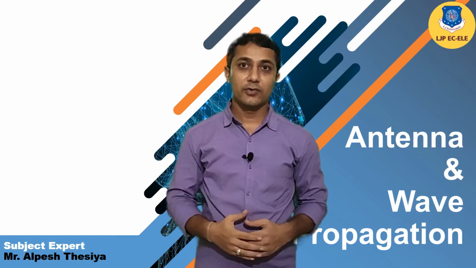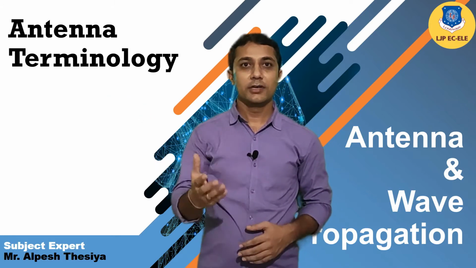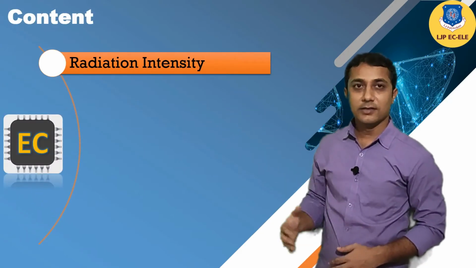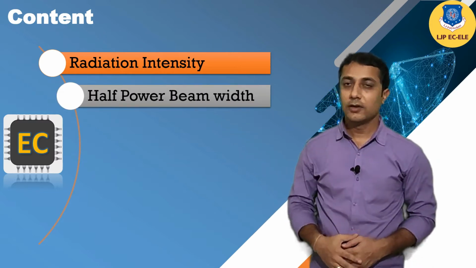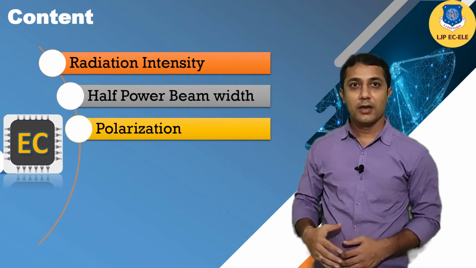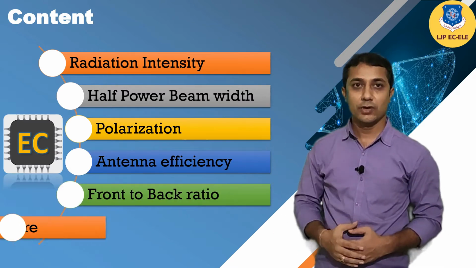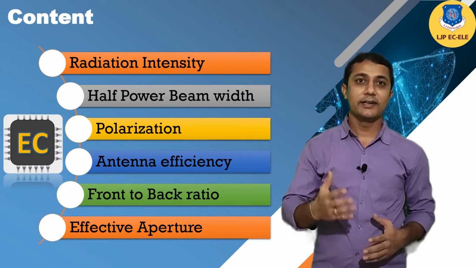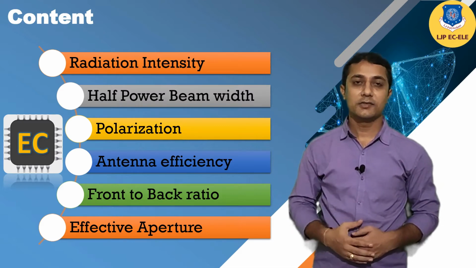In this video we are going to learn about some parameters of antenna terminology. Let's see in the second part what we will learn. First, the radiation intensity, half power beam width, polarization, antenna efficiency, front to back ratio, and at last effective aperture. So let's enlighten it one by one to learn more about antenna specification.